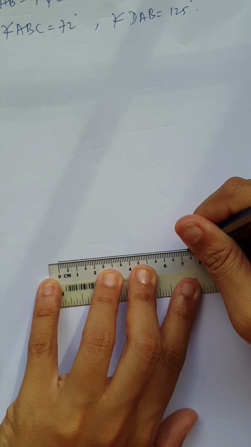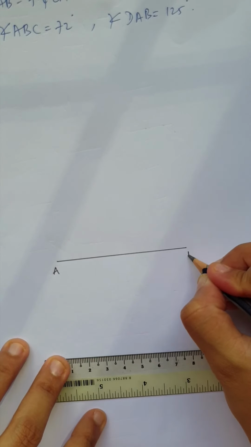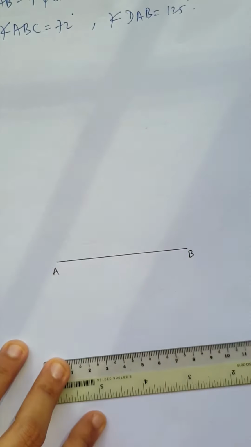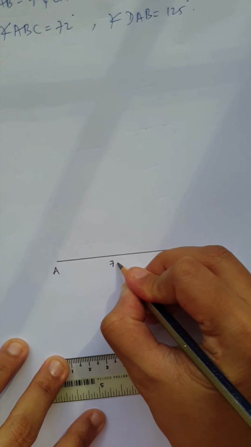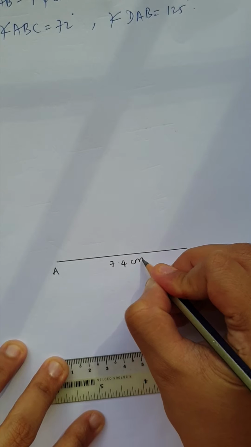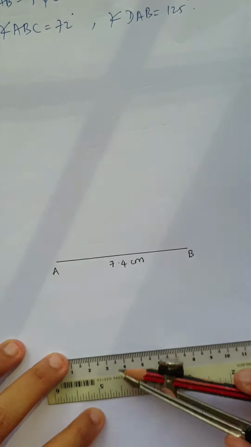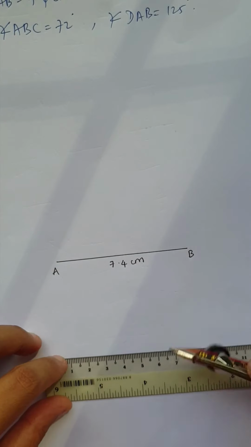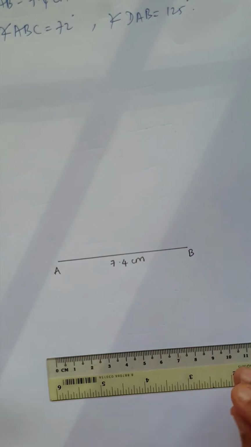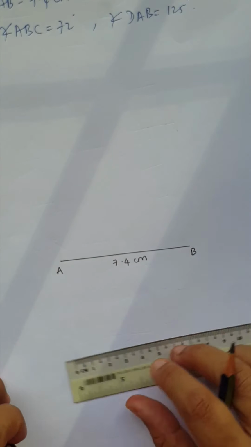Other than drawing the base, for the rest of the measurements I must actually use a compass. So remember that. AB is 7.4. After this, I need to bring in my compass for any length measurements that are given, because it has to be a combination of angle and length. So I need to use my compass. Remember that. So AB is 7.4, then BC is given to me as 8.2.